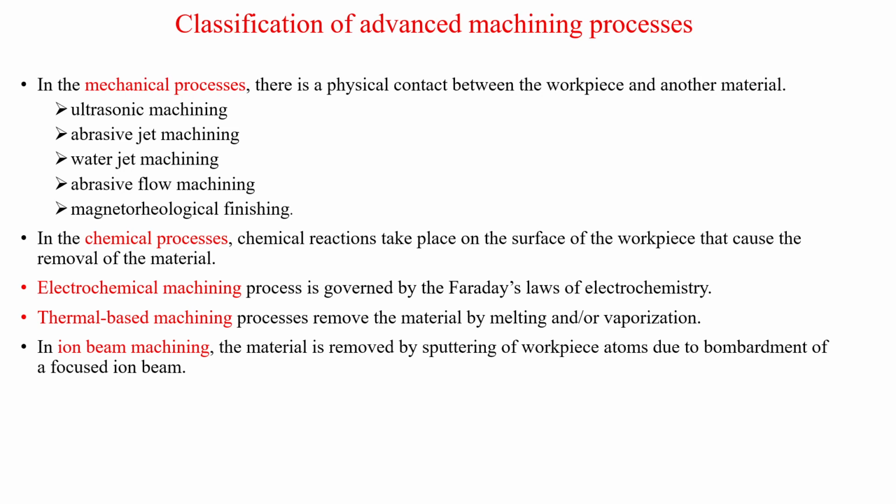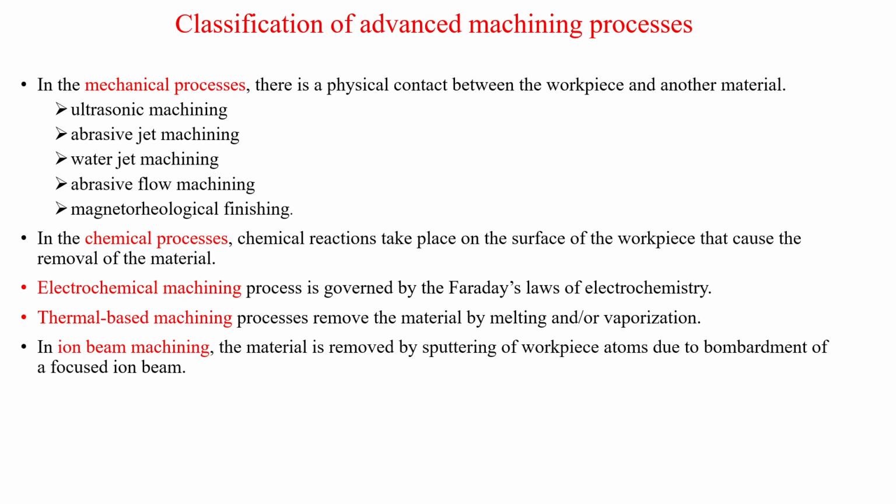One is thermal-based machining, which removes material by melting and vaporization. One is ion beam machining, in which the material is removed by sputtering of the workpiece because of the bombardment of focused ions. An ion beam is focused on the workpiece, and when the ion beam strikes the workpiece, there is a bombardment of the focused ions, and because of that the material gets removed. This is the basic classification of the advanced machining process.